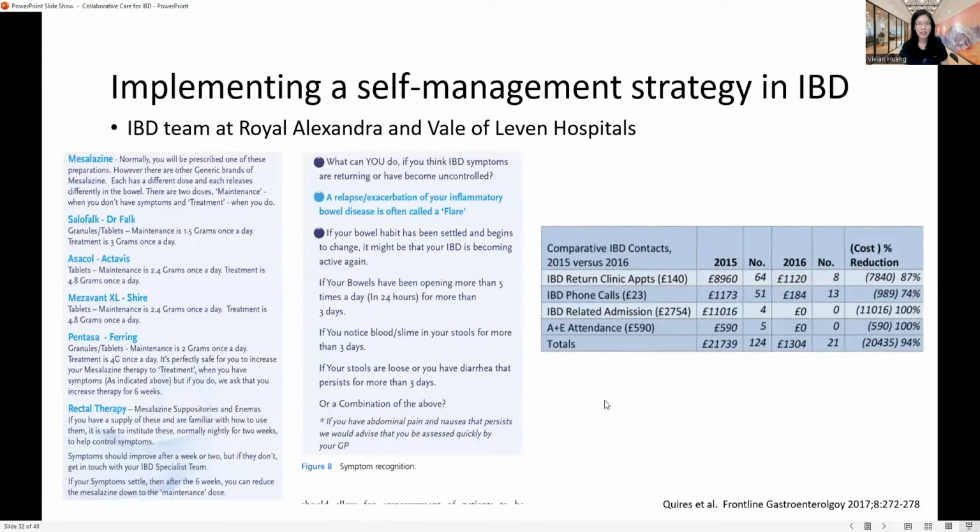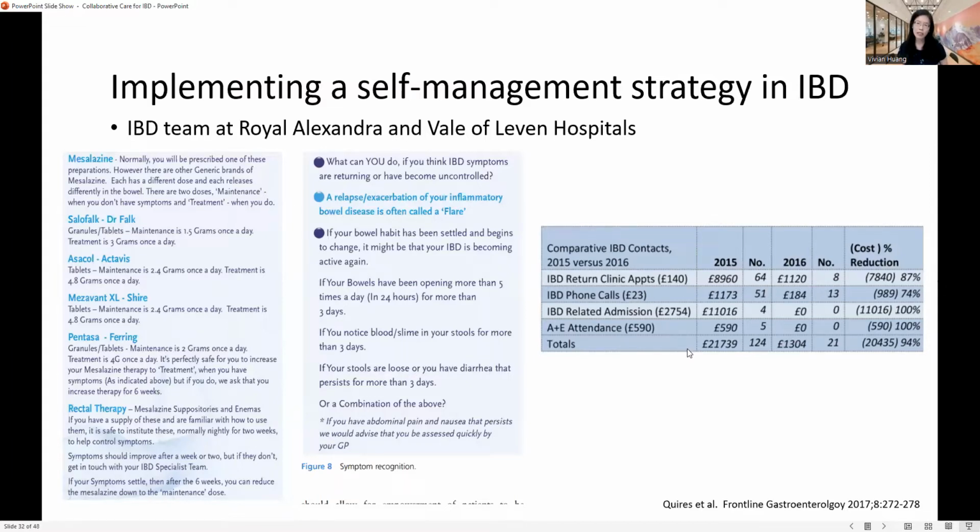And these do work. So there are formal studies, once again, that actually show that this does benefit the patient and reduce overall system costs. This is a study from Royal Alexandra and Vale of Leven hospitals, and they had the ulcerative colitis action plans. This is just their actual handout that they gave to explain to the patient about the different medications, differences between the oral and the topical medications. And they implemented this over the year of 2015 to 2016.